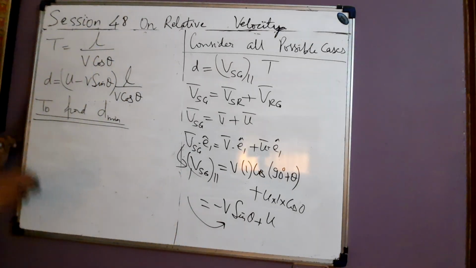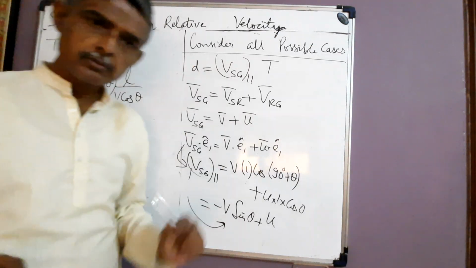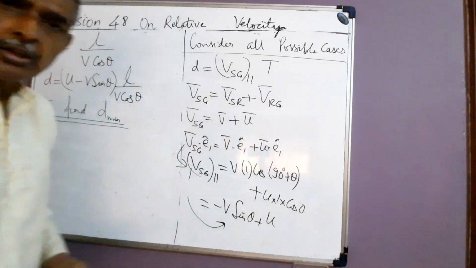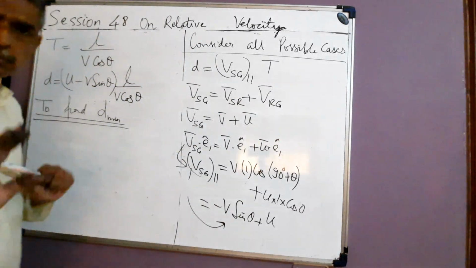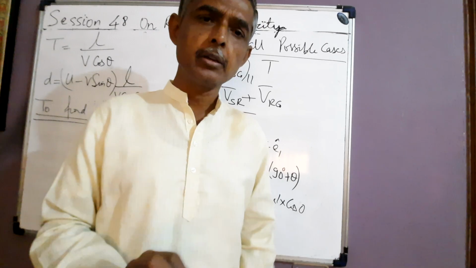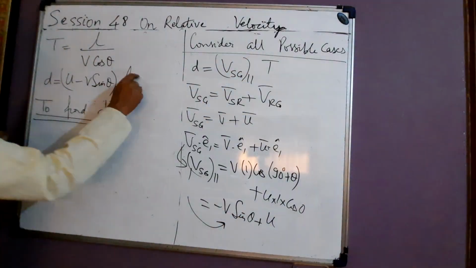Suppose the swimmer is fast with respect to the river, a fast, energetic swimmer. That is, VSR is more than U. Then what can be the minimum drift? 0. See, at best, what can be the minimum drift? Tell me. It is 0.